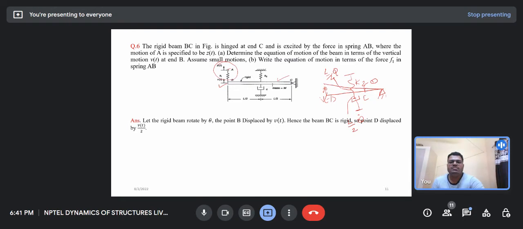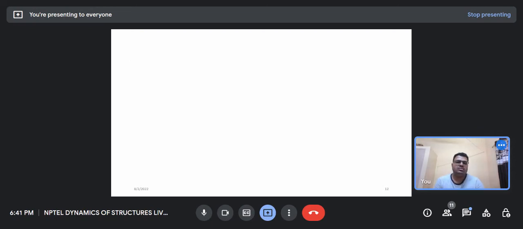So let the rigid beam rotate by theta, which we have shown in this figure, and displaced by Vt. The free body diagram you can see also, like there is a Vt displacement at the end, and theta is the rotation of the beam, and then L by 2 theta is the displacement in this spring, and L by 2 theta dot is the force in the damping. So now we have to develop the free body diagram of this equation.